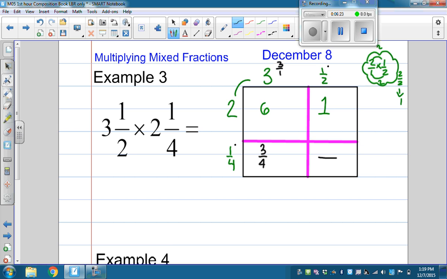And the final part, we're multiplying 1/4 times 1/2. So multiply the numerators. 1 times 1 is 1. Multiply the denominators. 4 times 2 is 8. So this is a little bit bigger problem. So we have 4 parts to add together.